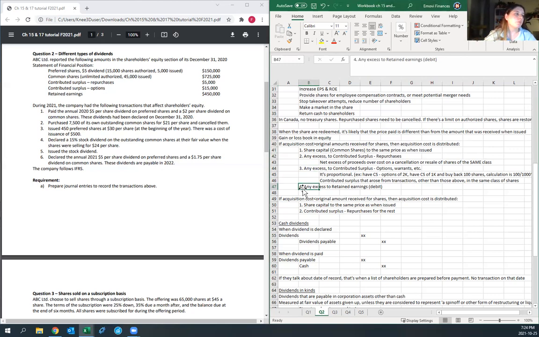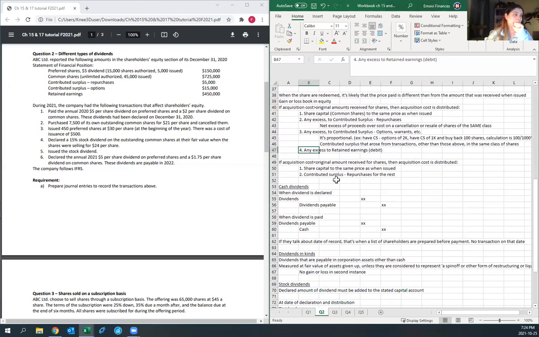If the market cost is lower than your book value, I'm sorry, I'm going to get through it. Then it's the same as here. You debit your share capital for the same price as when it was issued, and then anything that's left over goes into contributed surplus repurchases. So you can use it whenever this situation arises.